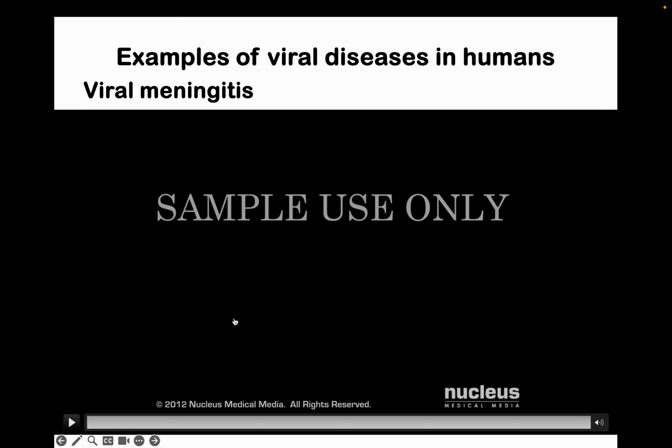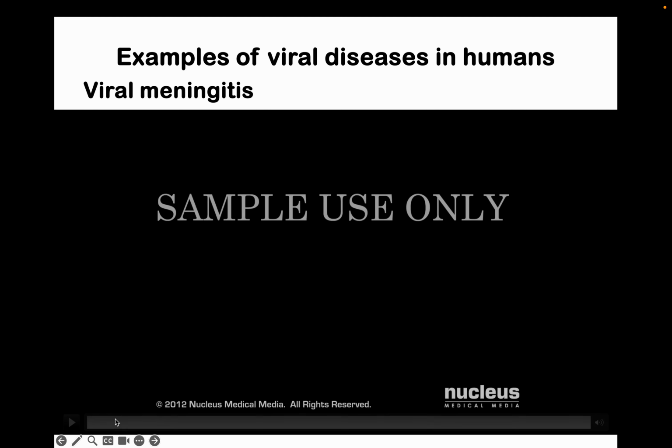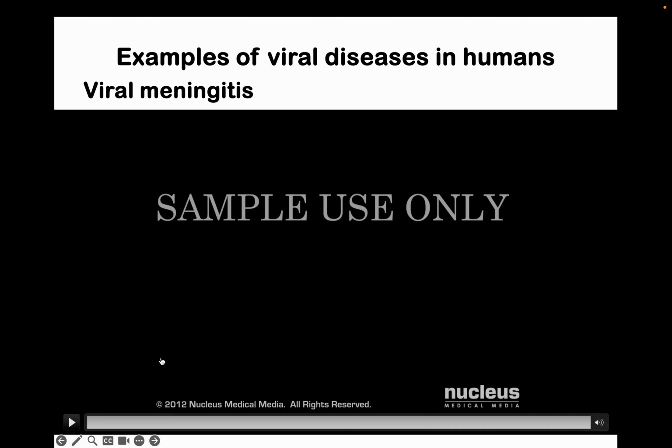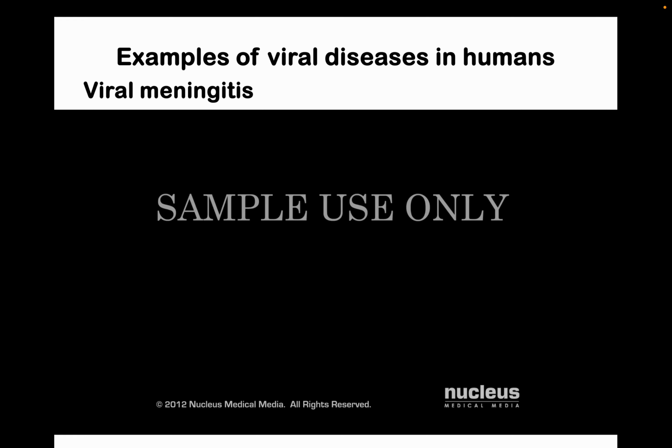Okay, so for viral meningitis, there are a number of species of viruses that can cause it. As mentioned already in the video, the most common causative agents are enteroviruses as well as HSV, herpes simplex. So similar with bacterial meningitis, the symptoms include fever, headache, chills, vomiting, sensitivity to factors such as light.